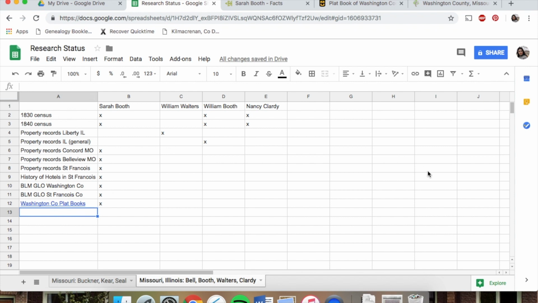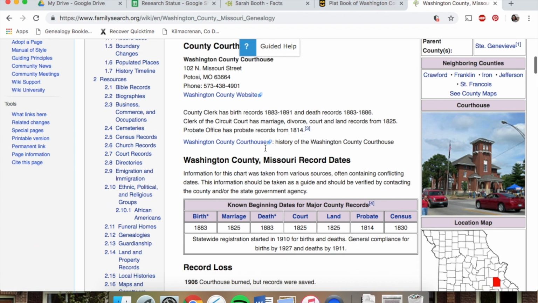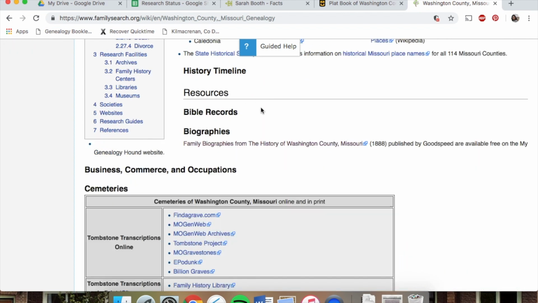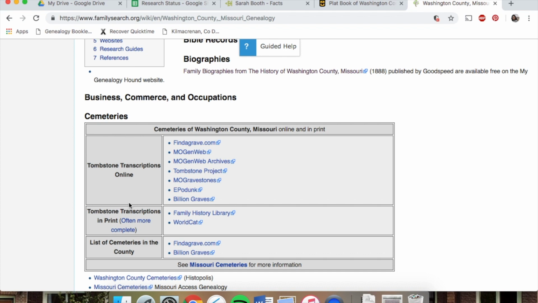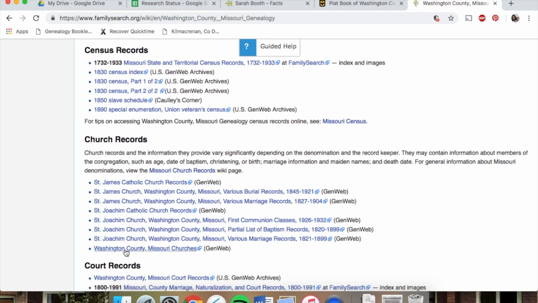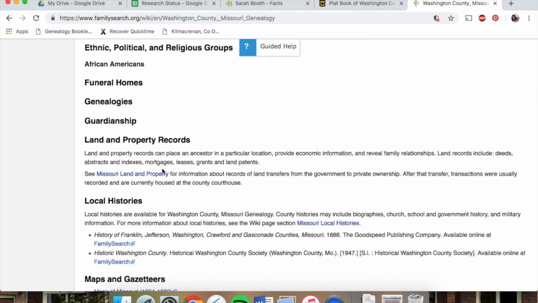So another really helpful source that I use to sort of fill in sources here is FamilySearch Wiki. So over here I've gone to the Washington County, Missouri page on FamilySearch, and these are super helpful because they give you everything you need to know. They give you when births started to be recorded, when marriages were recorded, when deaths were recorded. And then it just starts to give you really helpful resources. So it has all the resources for cemeteries. They have all the census records here. They have church records. They have court records. They have land and property records.